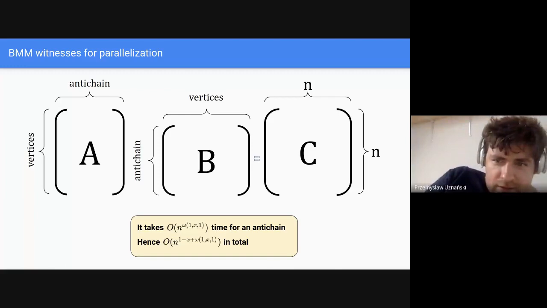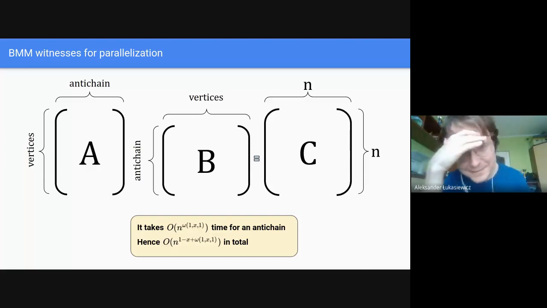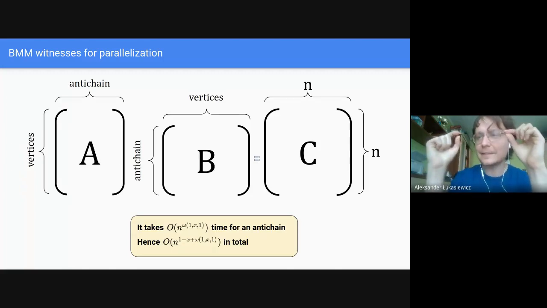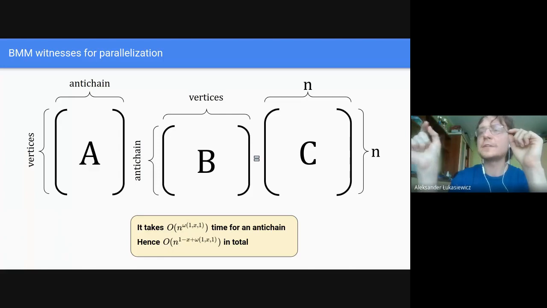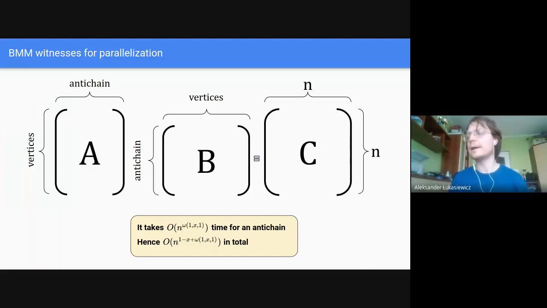You take one particular single anti-chain, and you write one if there is an ancestry relation. Yeah, that's why I get so confused. These are not anti-chains. This is one anti-chain. Sorry for this. The second dimension is the vertices of the anti-chain. Now we write one if there is an edge from this vertex from the anti-chain to the vertex in our graph. And we do that for every single anti-chain. So it takes n^(1-x) plus omega(1, x, 1) x in total.